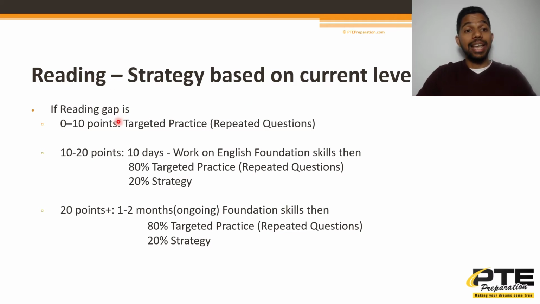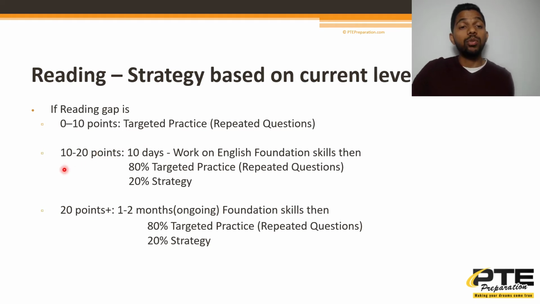So if your gap in the reading section is between 0 to 10 points, then you need to focus on doing targeted practice and doing repeated questions. So you don't even really need to do a lot of strategy and you don't really need to work on any foundation skills. If you're like somewhere at the 70 range and you need to get to 79, just doing targeted practice, I found that many students have been able to cover that 10-point range. Okay, and this is all based on working with students for the last few years and seeing how people have improved. So this really works.